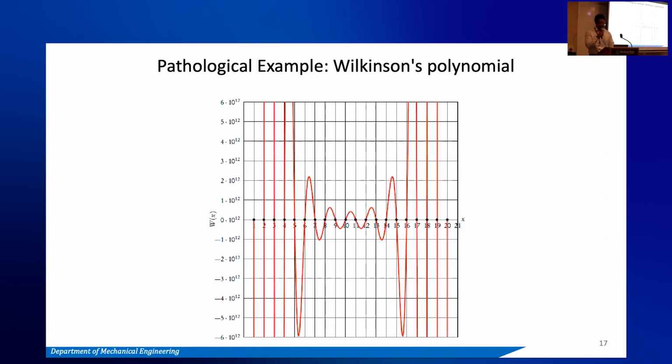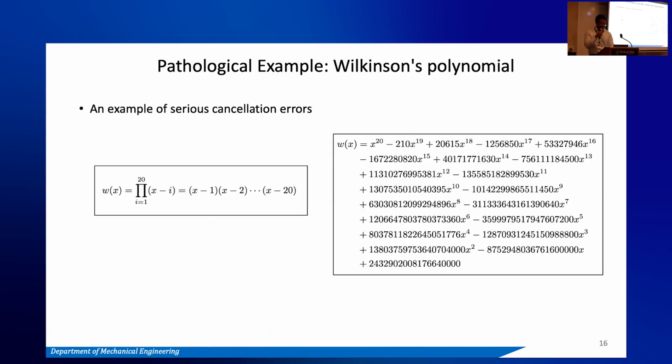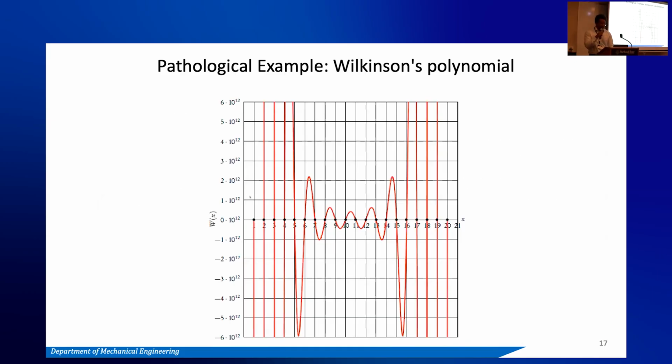Here's an example of what the Wilkinson polynomial looks like when it was computed using this method. And the example of what it looks like when it's being computed using the expansion is probably this blank space next to this plot.